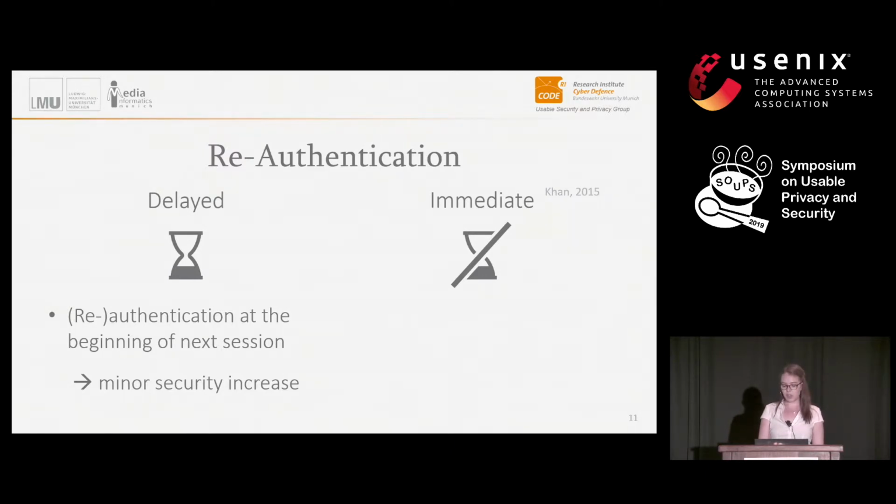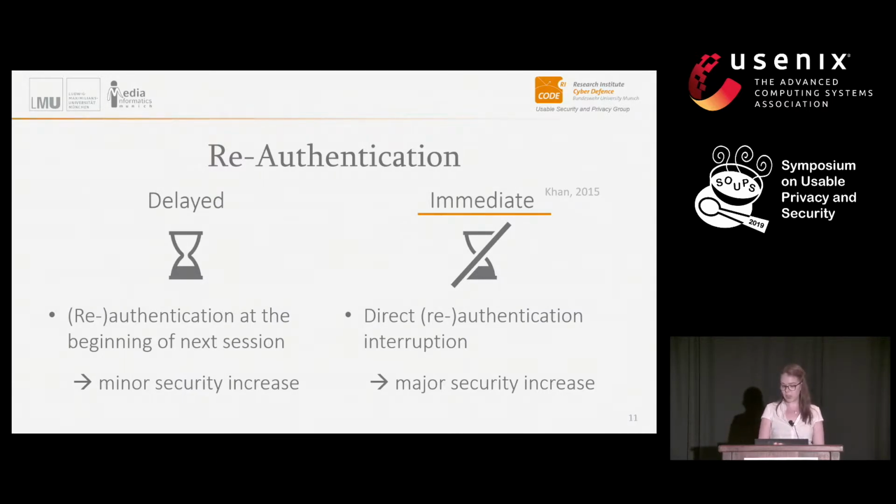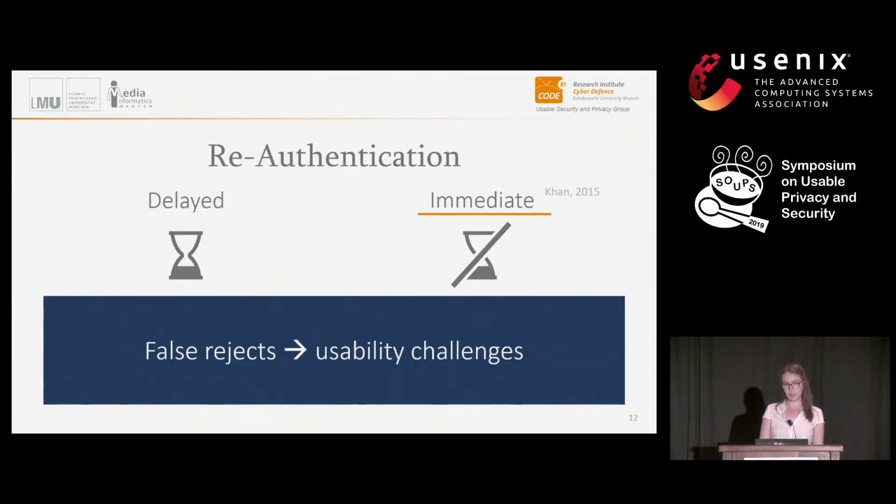To avoid this, other researchers have suggested an immediate re-authentication, which could interrupt the user mid-task. It therefore avoids further access of an attacker and causes a major security increase. So this is why we chose the immediate re-authentication as a topic for further investigations. But if an implicit authentication system fails at identifying an authorized user, then this interruption will cause obvious usability issues.